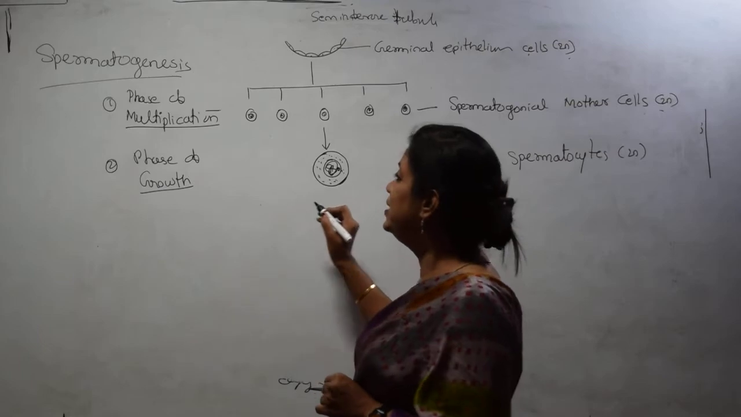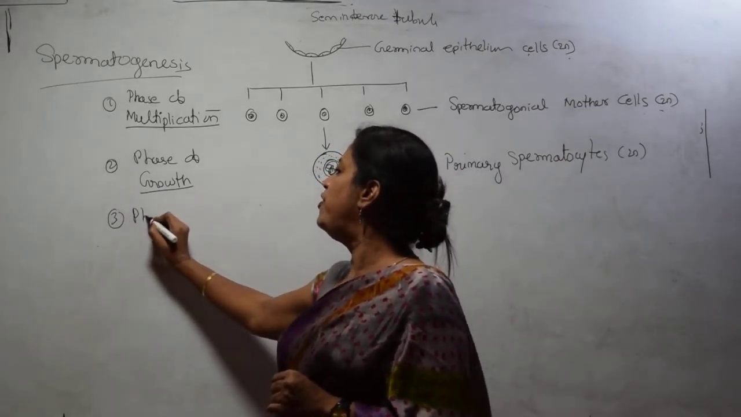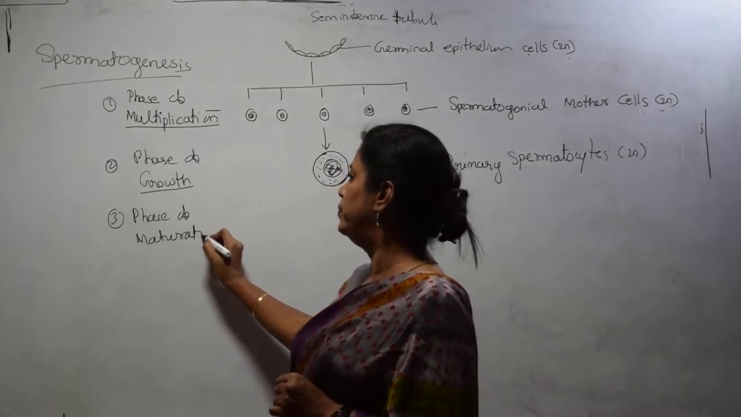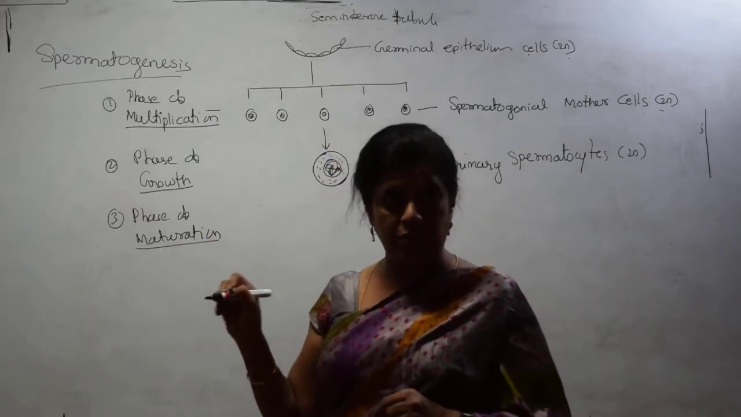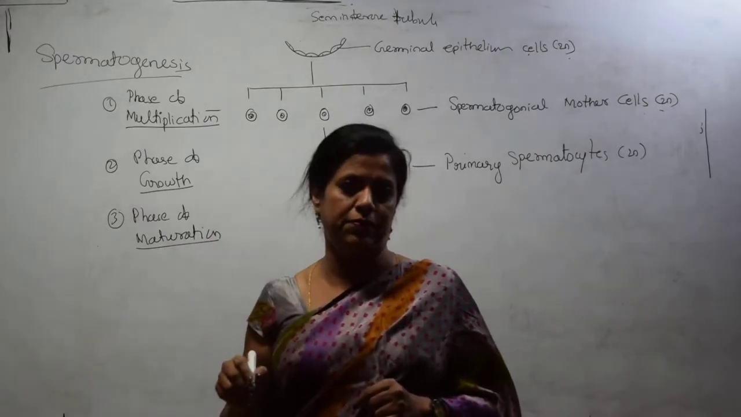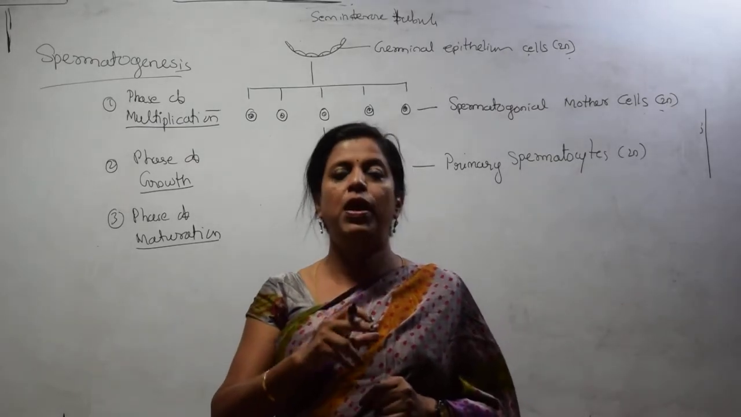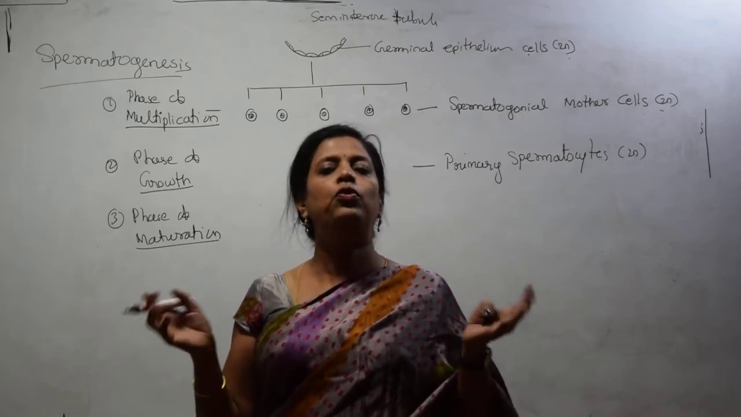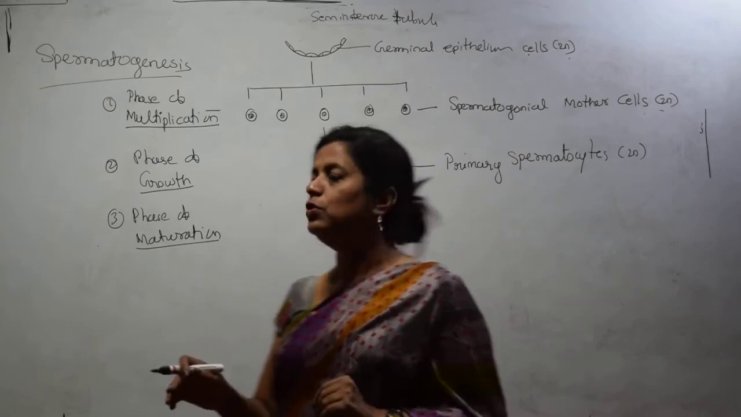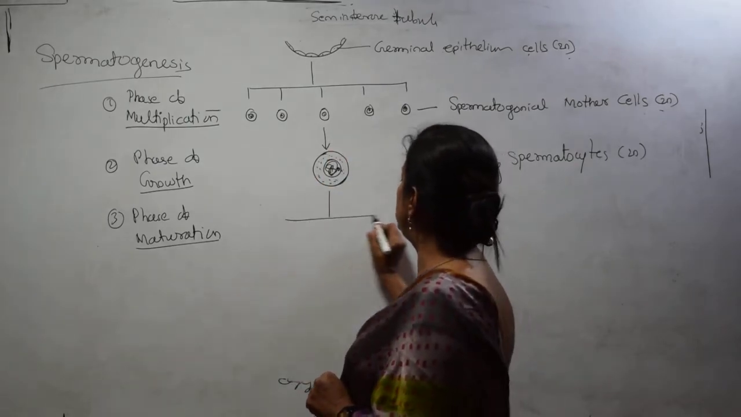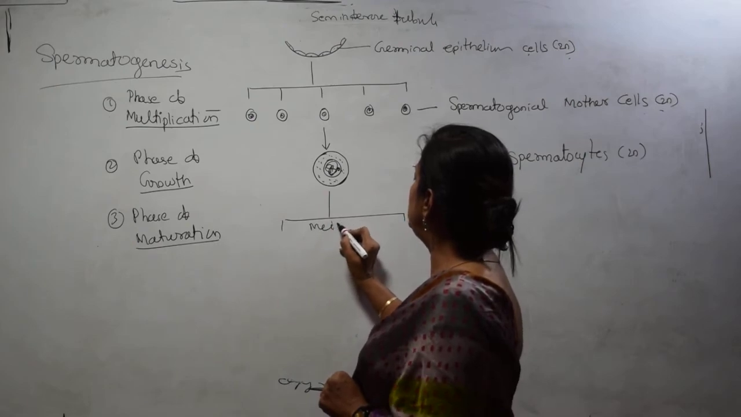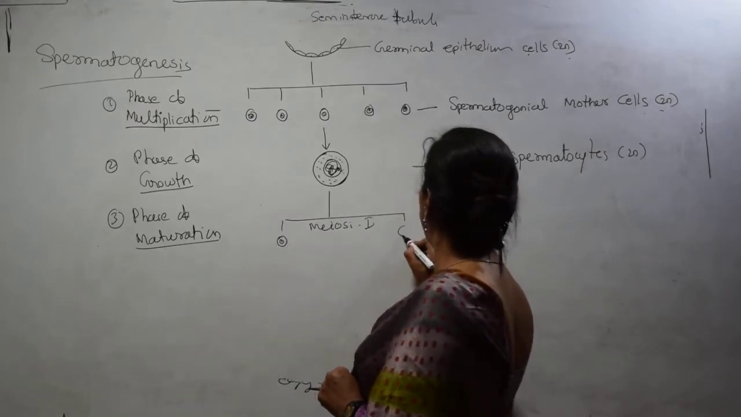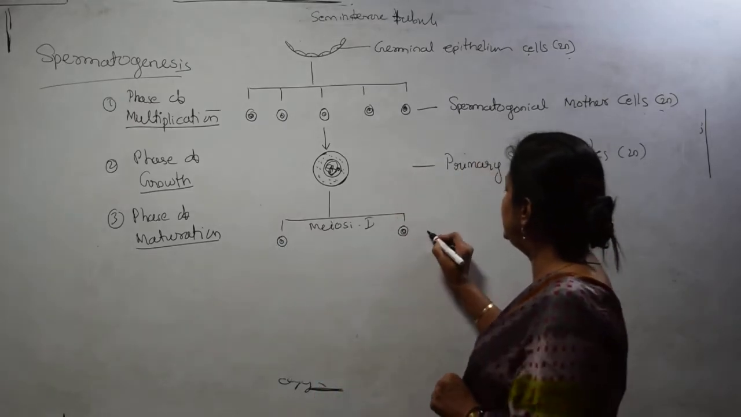Now the next phase is the third phase. We call it the phase of maturation. Very important. What is happening in maturation? Maturation here refers to the meiotic cell division. It means the grown-up primary spermatocyte undergoes first meiosis, then second meiosis, to form haploid spermatids. Now it will undergo first meiosis. This is meiosis 1. It forms 2 haploid cells. These are haploid in nature.